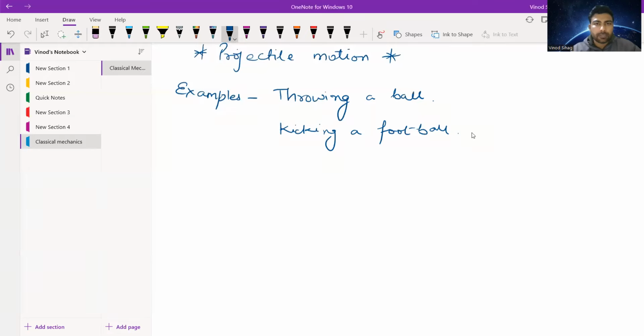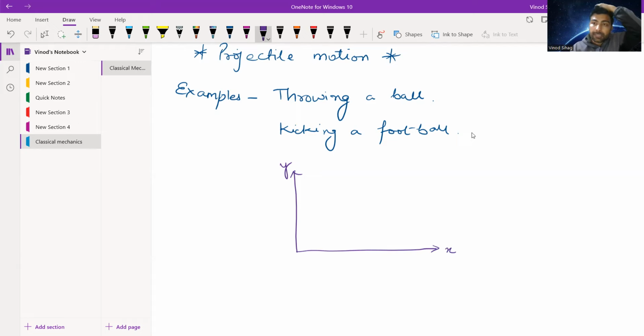So we will select a coordinate axis, or coordinate set, that will be xy. So the xy coordinate system we are going to use. The vertical axis will be the y axis, and the horizontal axis will be the x axis.